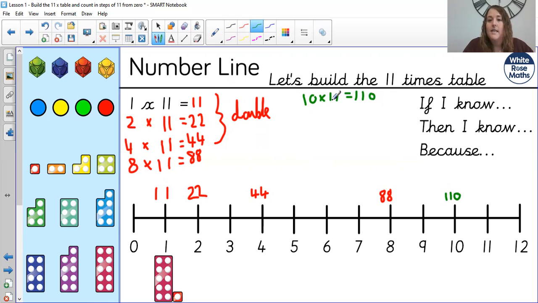If I know 10 times 11 is 110, then hopefully I'll be able to work out 5 times 11. Now, why would I be able to do that one? What technique am I using here? Hopefully you're shouting out at the computer or you're remembering that it's because we half it. So half of 110 or 5 times 11 is 55.